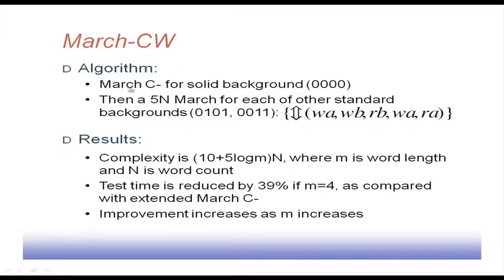Say merge CW. It says that merge C minus uses the solid background 0 0 0 0, then a 5n merge of each of the other standard backgrounds: 0 0 0 0, 0 1 0 1 and 0 0 1 1. It will be done like this: write A, write B, read B, write A, read A. You see there are two backgrounds A and B being used, and that way we can do it.